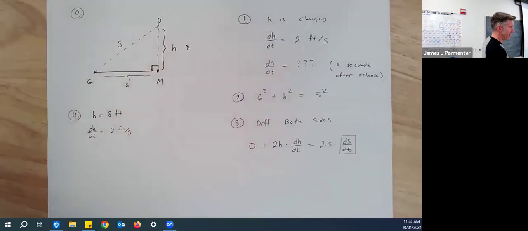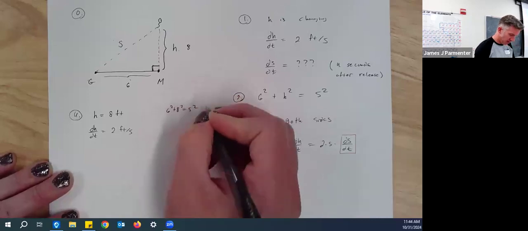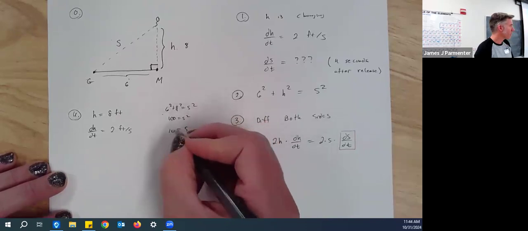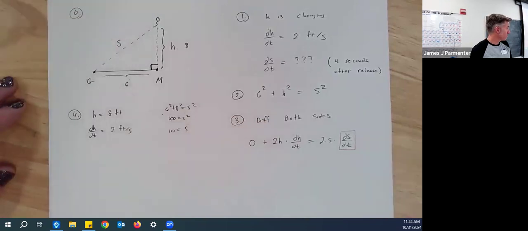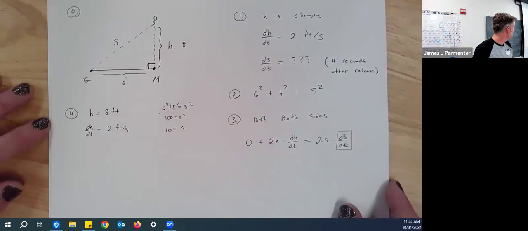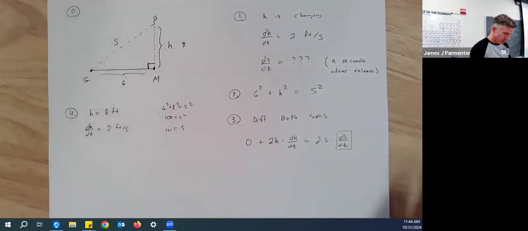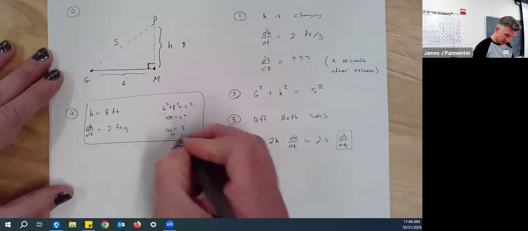Or you could just use the Pythagorean theorem. You can say, great, 6 squared plus 8 squared equals s squared. 36 plus 64 is 100. 100 equals s squared. S equals 10. Yeah. That's right. There we go. Well, we don't plug back in the 8 for the s... well, we're about to plug in. I was just finding the values before I plugged them in. So these are the things we have. And then we're going to plug those into this equation here.